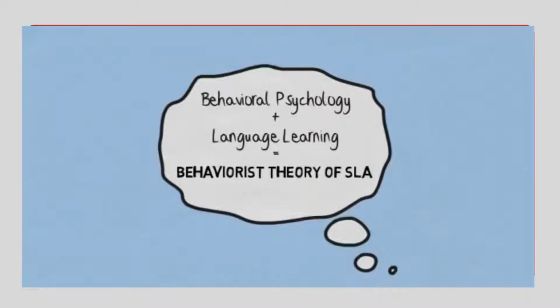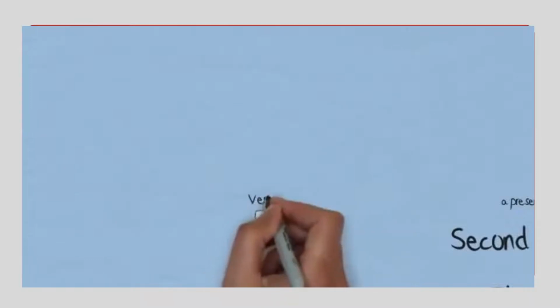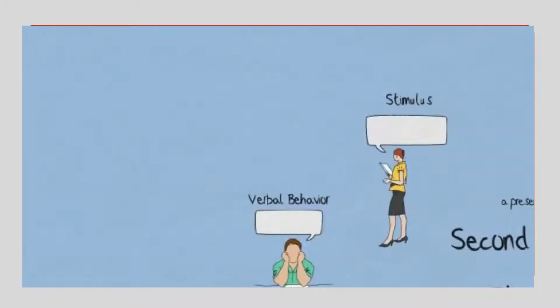So, what exactly is the behaviorist theory of SLA, or second language acquisition? Well, take a look. The foreign language learner is the organism whose behavior is being conditioned. The behavior is verbal behavior. The stimulus is what is taught or presented of the foreign language. The response is then the learner's reaction to the stimulus.